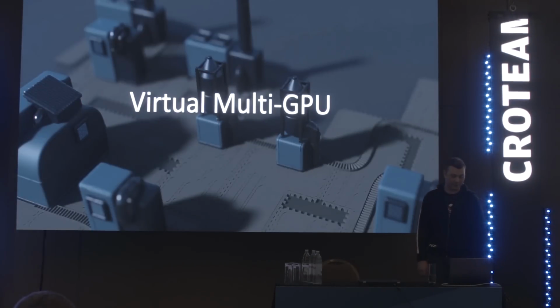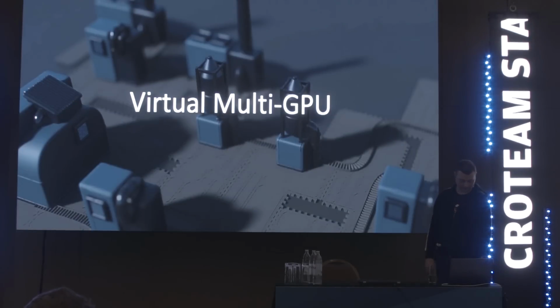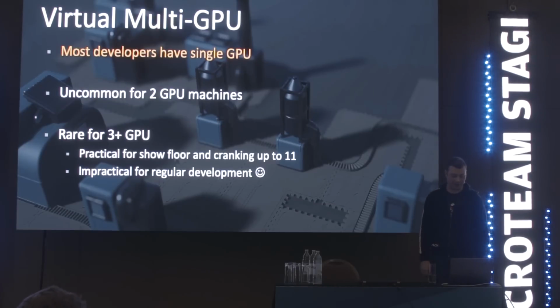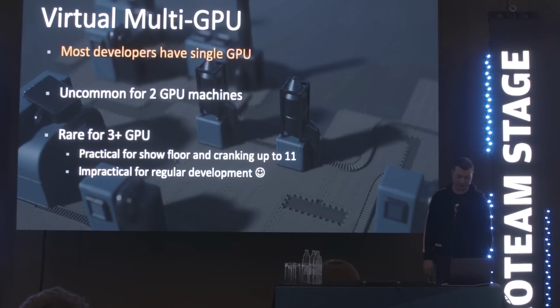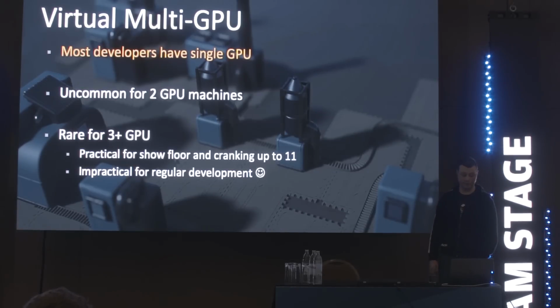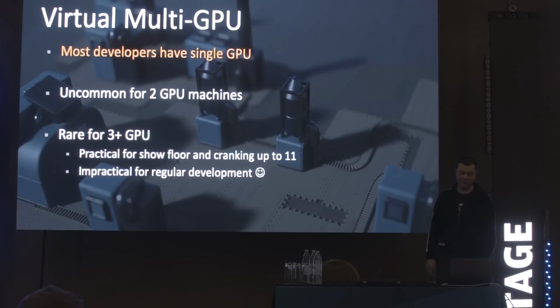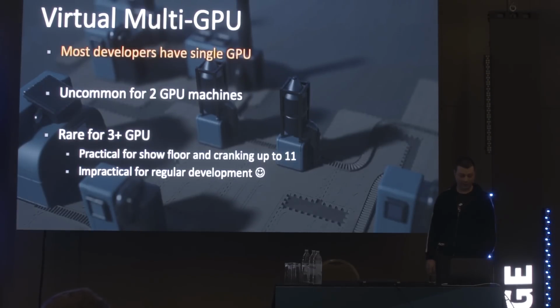In order to make multi-GPU development easier, we built something we call virtual mGPU. Most developers typically have just a single GPU in their workstations. It's quite uncommon for 2 GPU machines, and it is rare for machines to have more than 2 GPUs. Having a huge machine is practical for the show floor and cranking settings up to 11, but this is impractical for regular development. Testing these configurations becomes challenging.